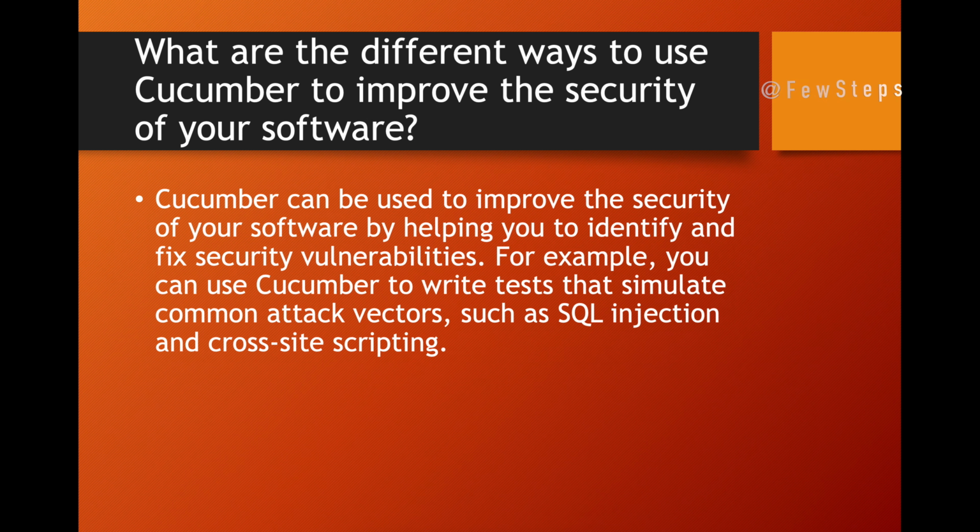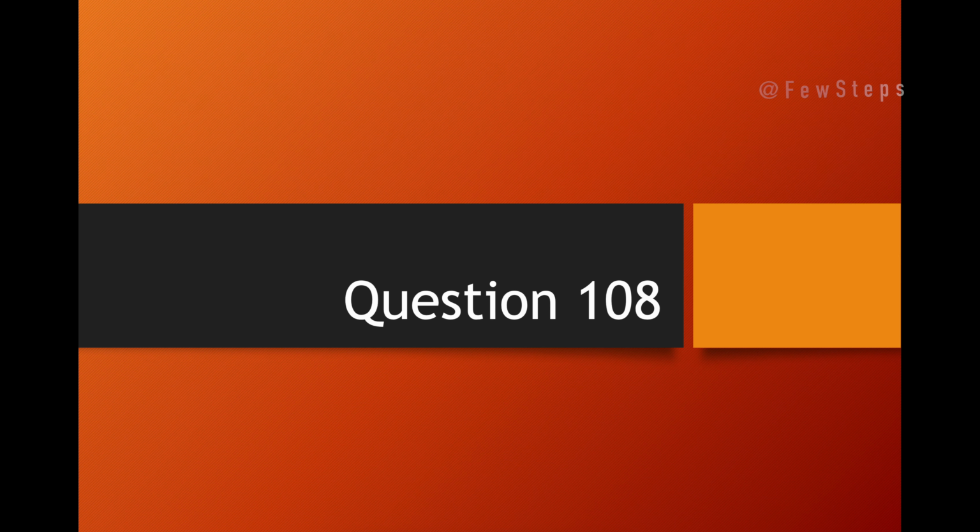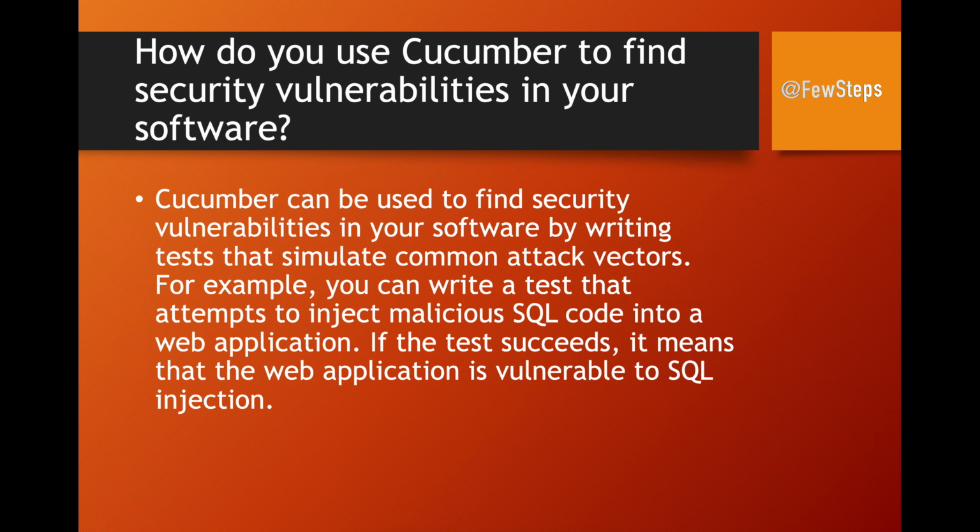Question 107. What are the different ways to use Cucumber to improve the security of your software? Cucumber can be used to improve the security of your software by helping you to identify and fix security vulnerabilities. For example, you can use Cucumber to write tests that simulate common attack vectors, such as SQL injection and cross-site scripting.